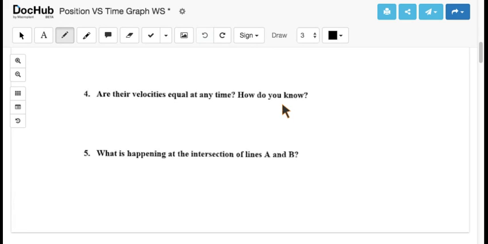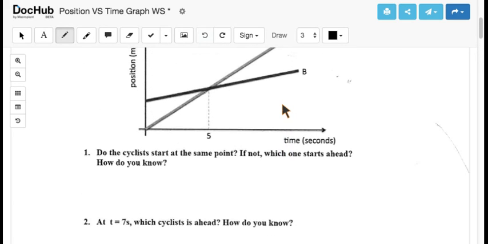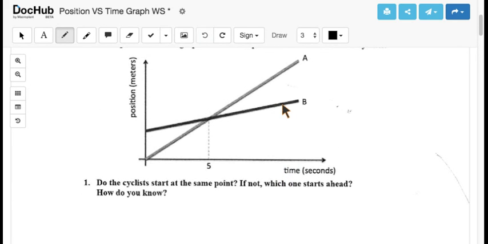What is happening at the intersection of lines A and B? So intersection, right, is where they come together, like an intersection on a road. And so they're talking about this point right here. What is happening at that point?